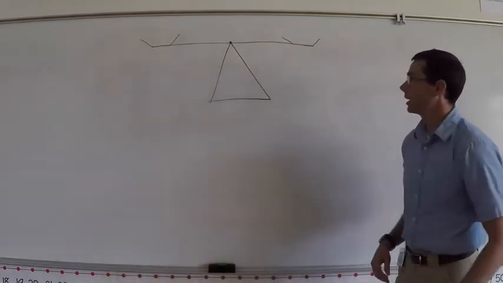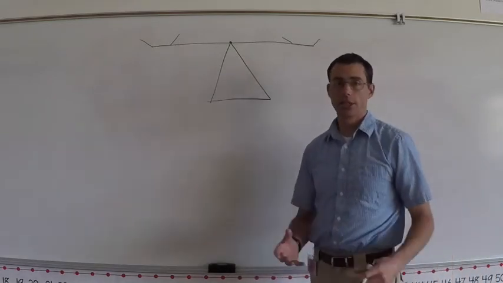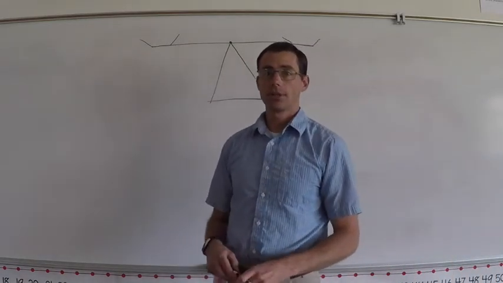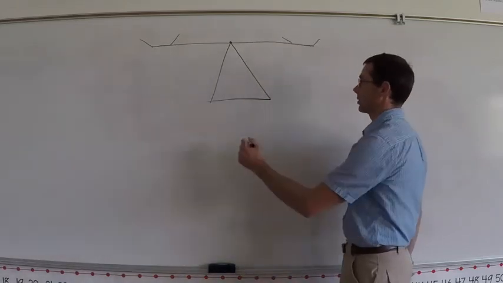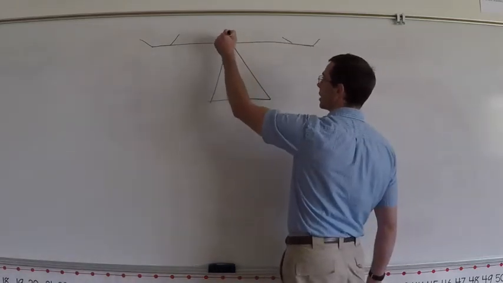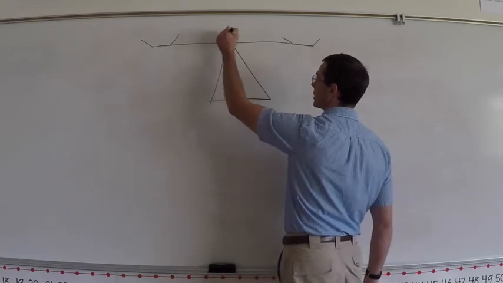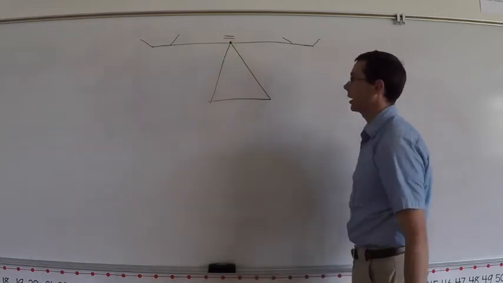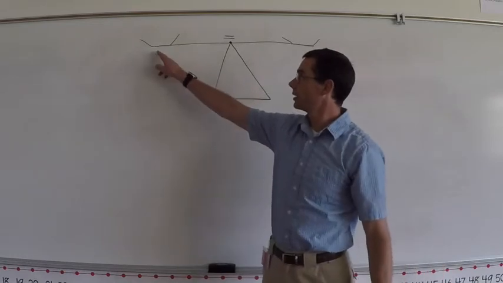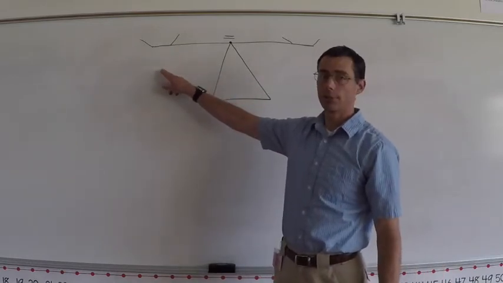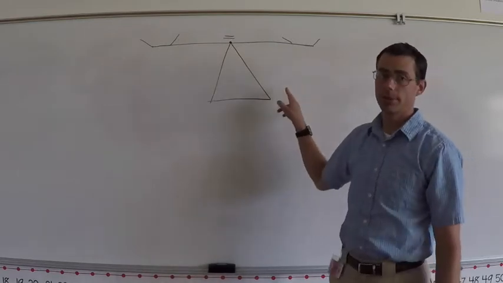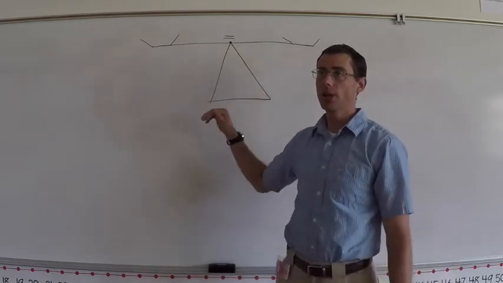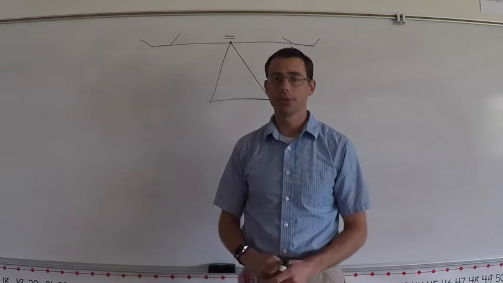Okay. A scale and an equation are very similar because they have to stay balanced. Okay, so if we say that right here, our pivot point, that is our equal sign. Okay? If this side goes down, then it would be a greater than sign. If this side goes down, then it would become a less than sign. For it to be an equation, it has to stay equal.